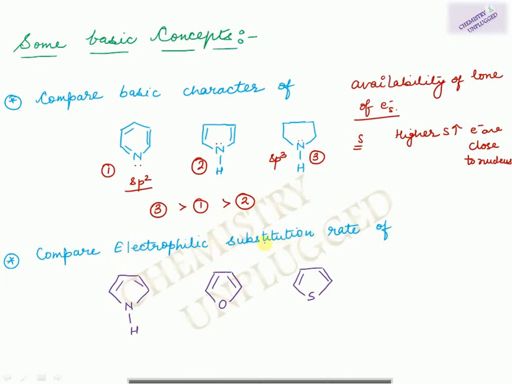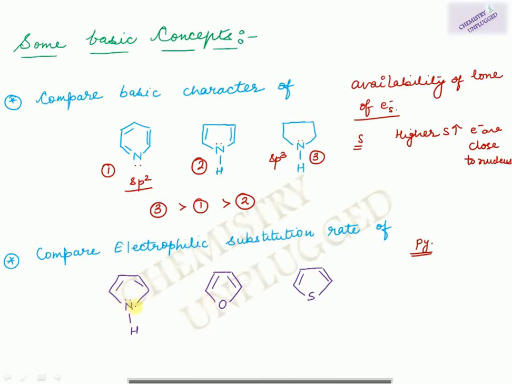Next we come to compare the electrophilic substitution rate of pyrrole, furan and thiophene. So the electrophilic substitution rate of all these three is greater than pyridine. Pyridine is not good in electrophilic substitution reactions. And now we want to compare the electrophilic substitution rate of these three. Electrophilic substitution rate means to what extent they can donate their electrons.